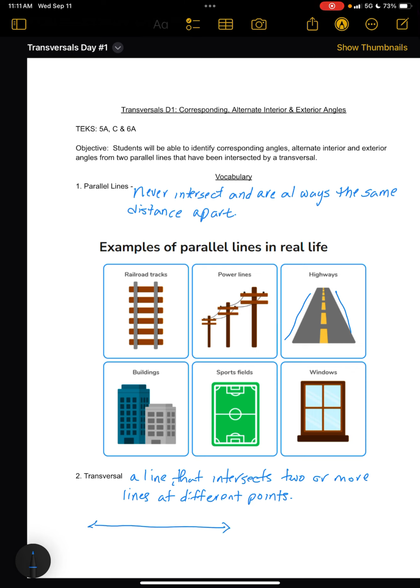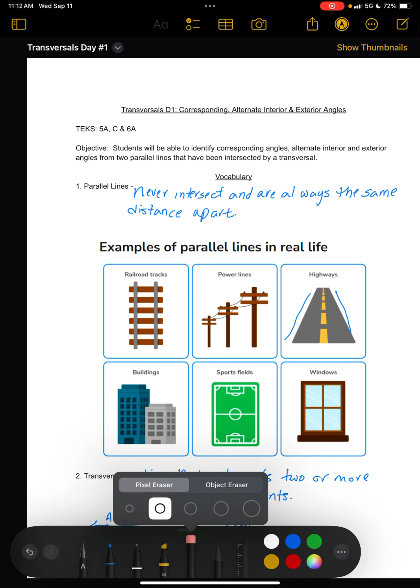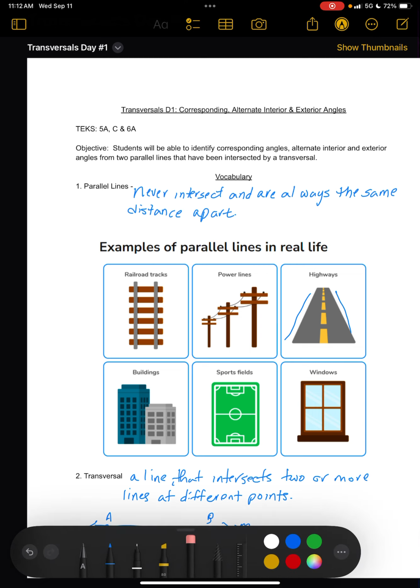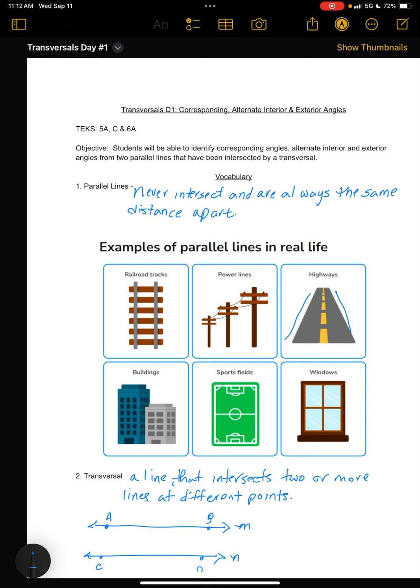If I have two parallel lines, so we're going to say that these are parallel, right? I'm going to name this line M. I'm going to name this line N. I have point A and point B. I have point C and I have point D. My bad, let me try that again. Make that a D. There we go.